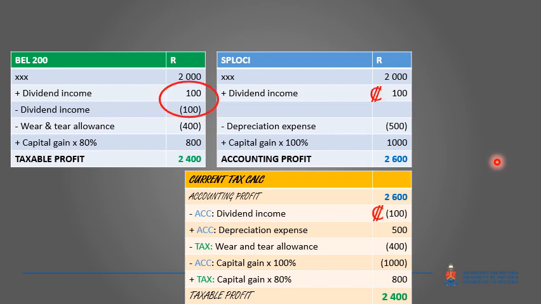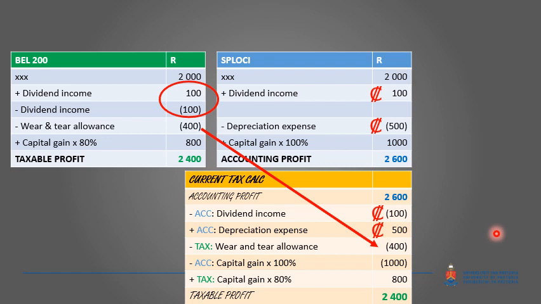Because remember, we said that for tax purposes, the net effect is zero. It shouldn't be included in our taxable profit. But for accounting purposes, it is included in our accounting profit, which is the starting point of this calculation. So therefore, we now have to deduct it to get rid of it. Next, we add back the depreciation expense to eliminate the depreciation expense that's included in our accounting profit. And then we deduct our wear and tear allowance.